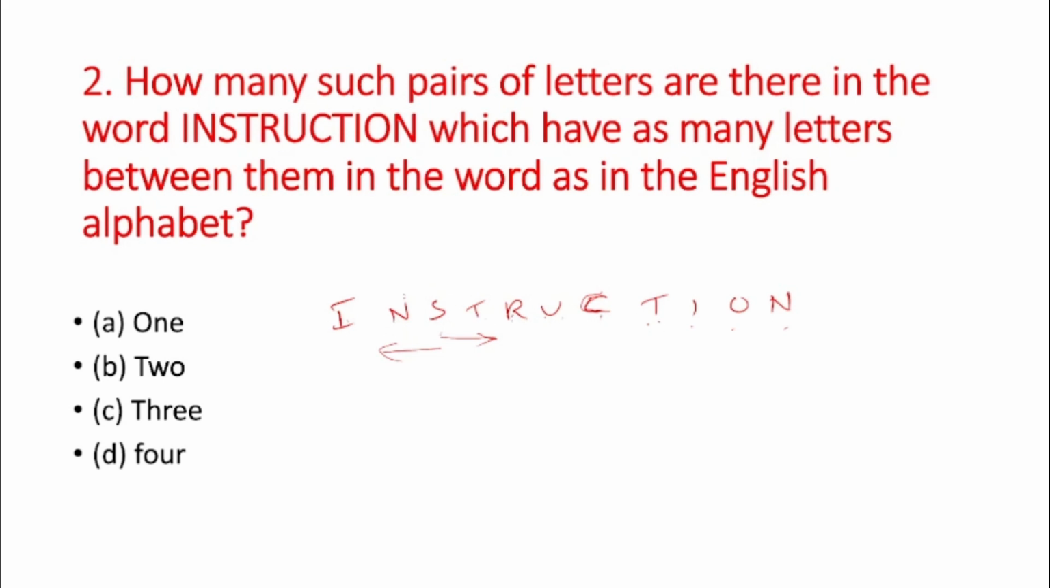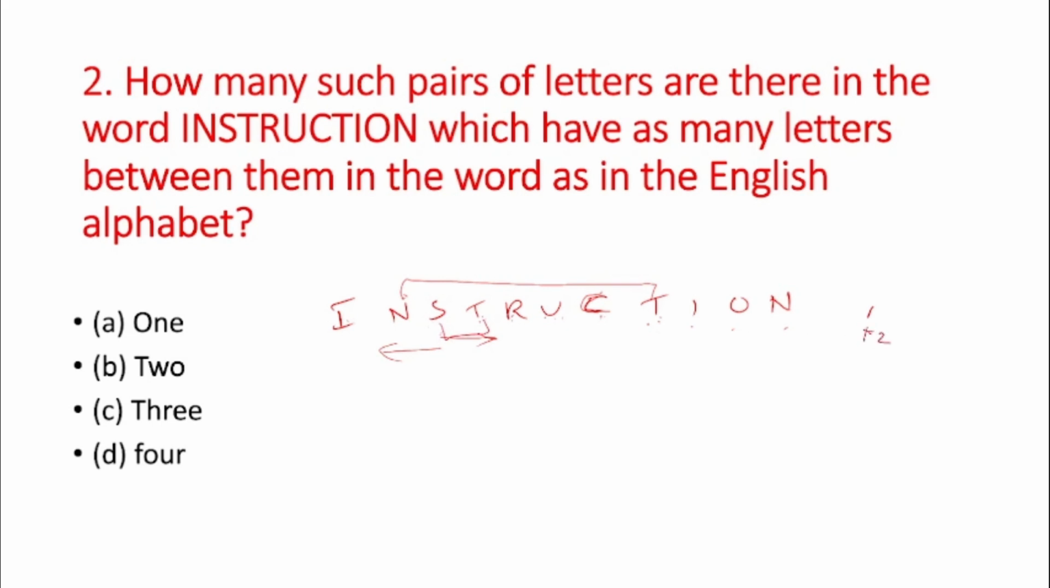So there is a match here, right? M, N, O, P, Q, R, S, T. So we have one pair already. And then let's move on to S. S, T. So again another pair, three.